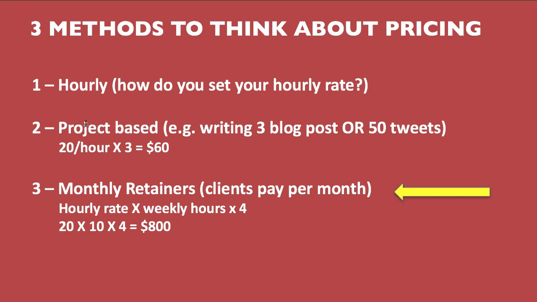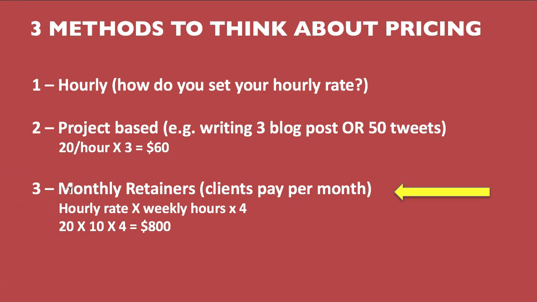Number 2 is project based. So think about projects like write 3 blog articles or maybe 50 tweets. So the way to price this is actually fairly straightforward. You multiply your hourly rate by the number of hours to find out the project pricing. So let's say if you have $20 per hour and it's going to take 3 hours, it's going to be $60 for this project.